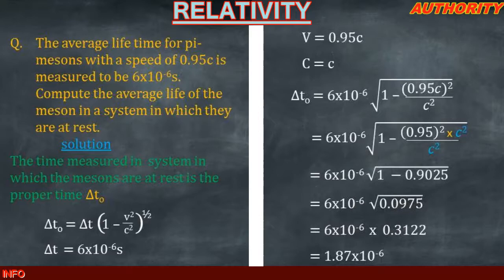All right, good. So we say that the average lifetime of the mesons in a system in which they are at rest is 1.87 times 10 raised to power minus 6 seconds.